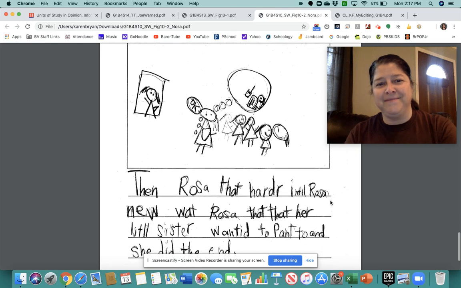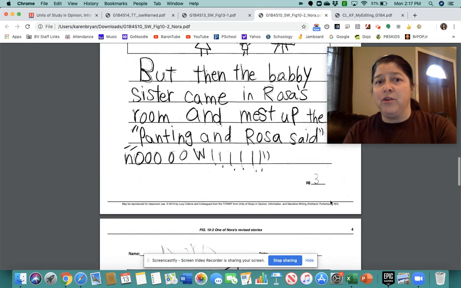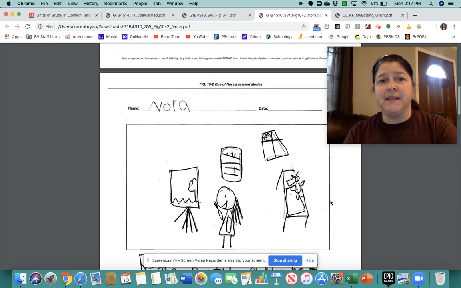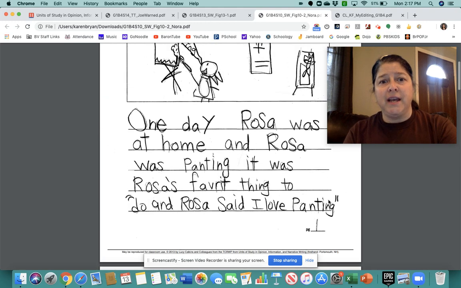She did a great job with her capital letters at the beginnings of sentences. I'll show you. So she has a capital letter at the beginning of a sentence. She also has a capital letter at the beginning of a name. Now, if we go down through here, one day Rosa was at home and Rosa was painting. She forgot a period here. So this would be a period and then a capital.